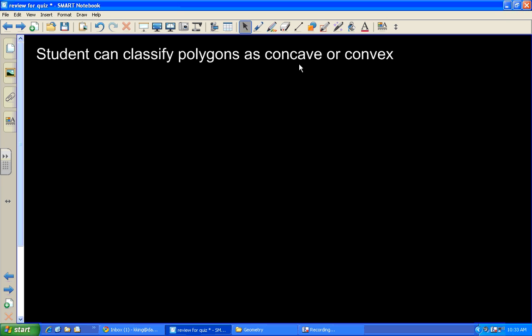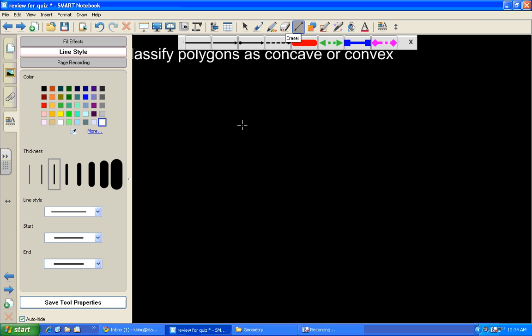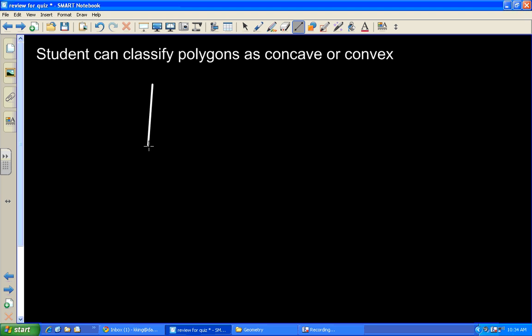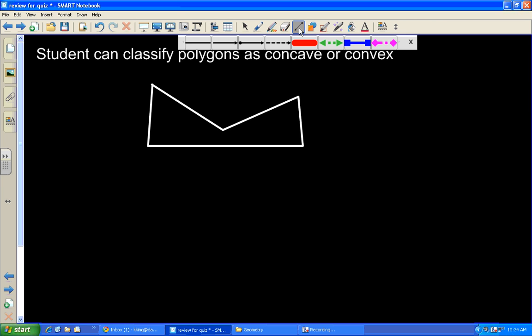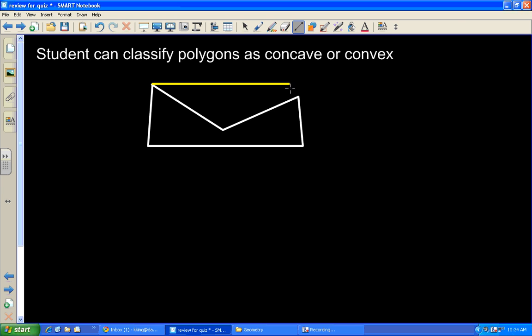Classifying polygons as concave or convex, I will either ask you to draw it. So I may say, draw an example of a concave polygon. So you'd have to draw something that caves in. The official definition is that when I connect corners, if I were to connect all of these corners, it's going to cross somewhere outside. See how I connected the corners with that yellow strip? That makes it concave, the fact that the diagonal goes outside of the shape.